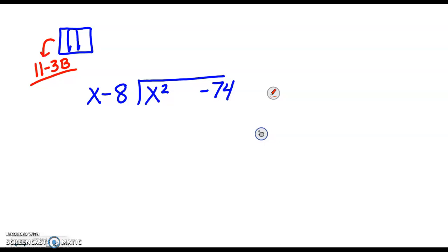little twist to it. You'll notice when I did the rewrite, I left a little open space right here because it goes x squared and then there's no x term and then a minus 74. When that happens, I highly suggest you put a 0x in there by yourself, like when you see a missing one, so that everything lines up where it's supposed to go.